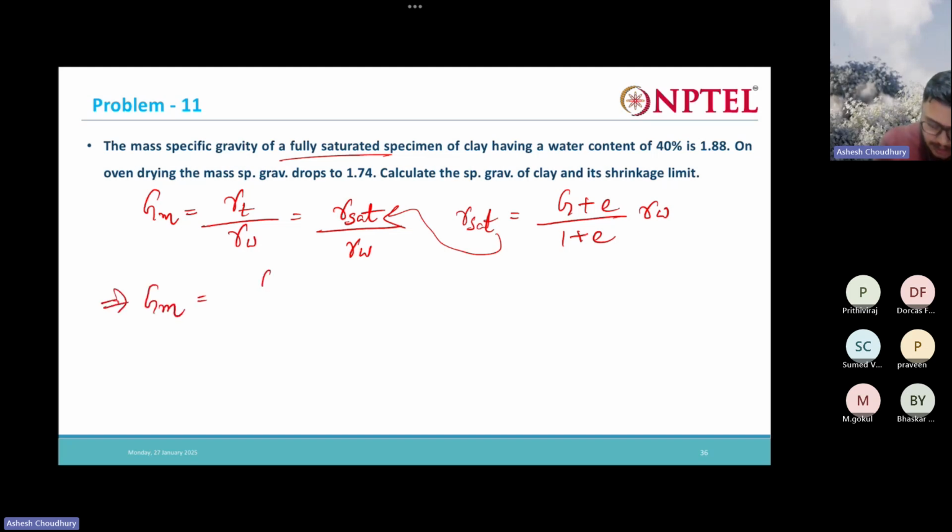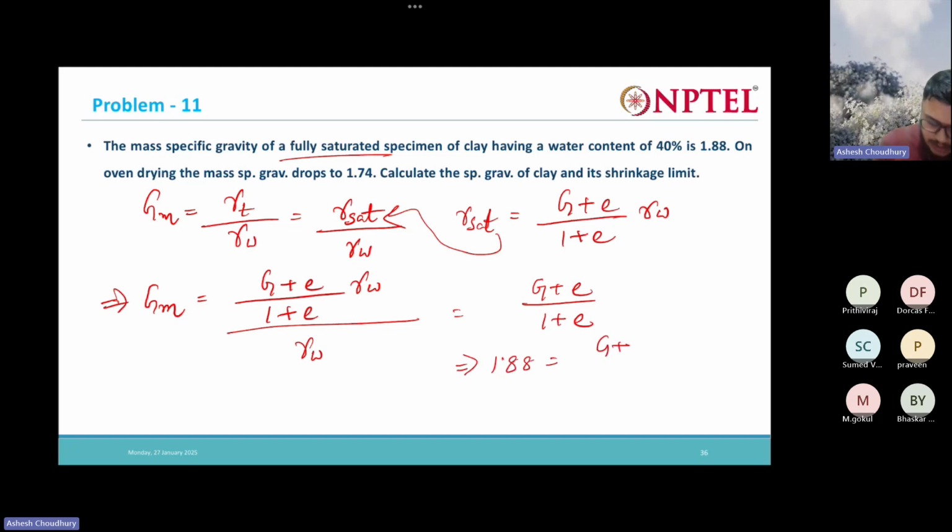So what will I get? G_m is equal to (G plus e) by (1 plus e) into gamma_w by gamma_w, right? So from here I can get (G plus e) by (1 plus e) is equal to 1.88.